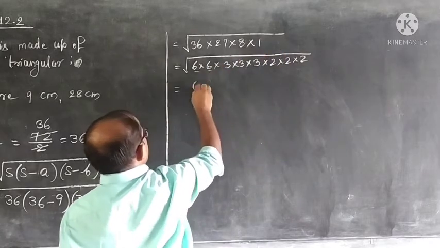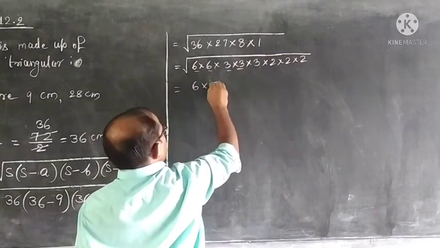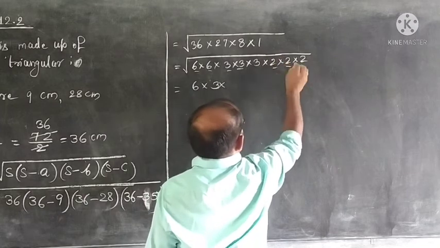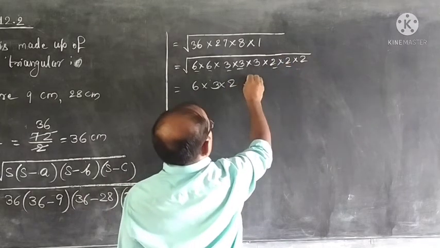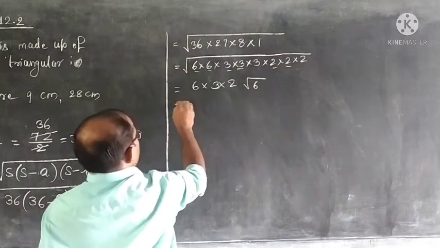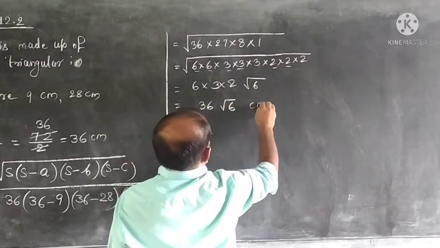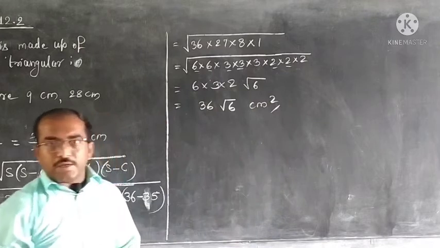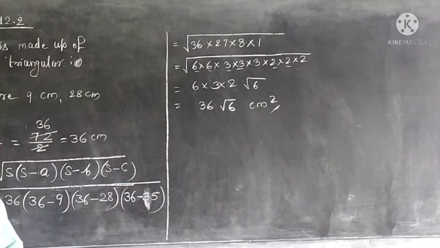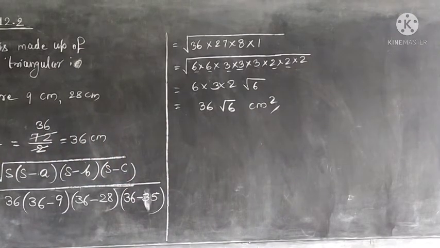So, 6 6 comes out, 3 3 comes out, 3 is alone, this 2 2 comes out, remaining what? 3 2s are 6. So, 6 3s are 18, 2 18s are 36 root 6 centimeter square is the area of one tile. How many tiles are used? 16 triangular tiles are used in that.